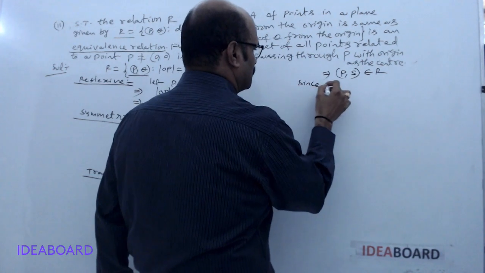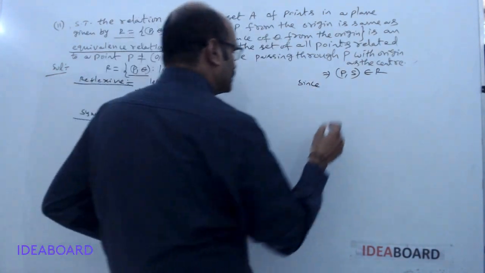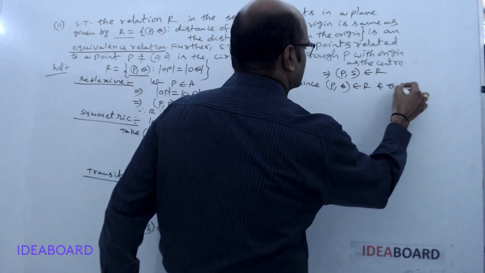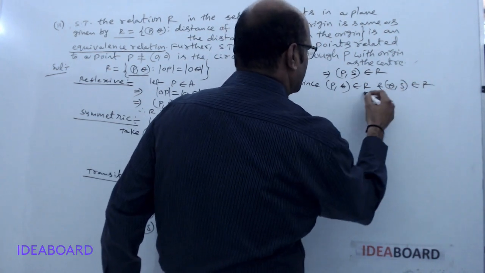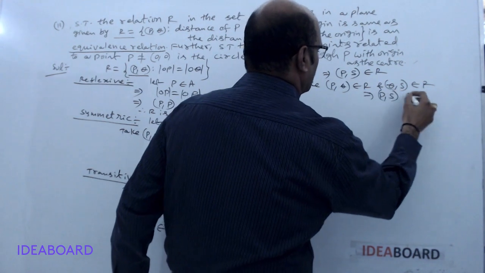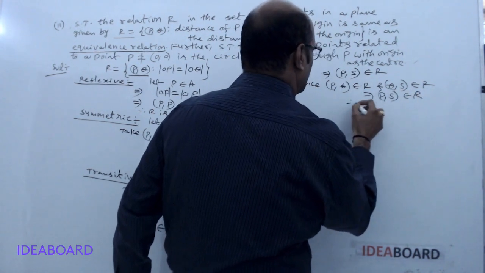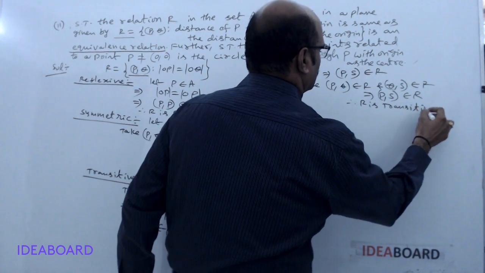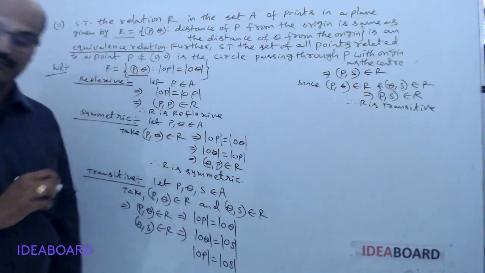Since (P, Q) belongs to R and (Q, S) belongs to R implies (P, S) belongs to R. Therefore, R is transitive.